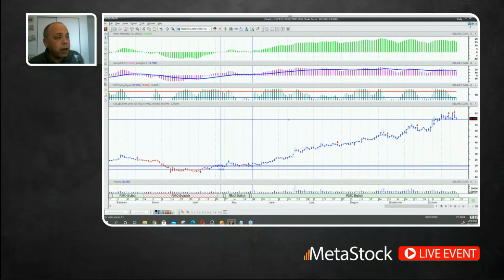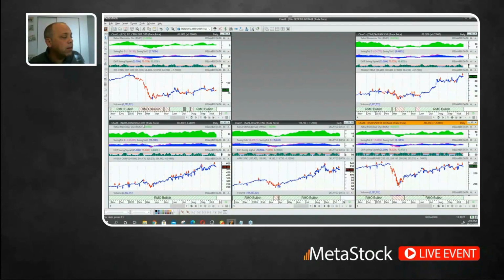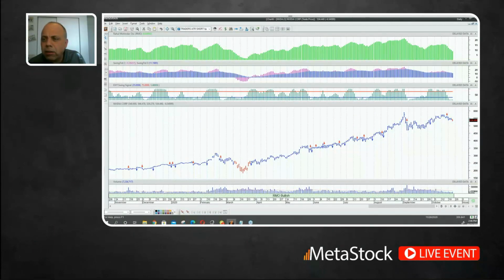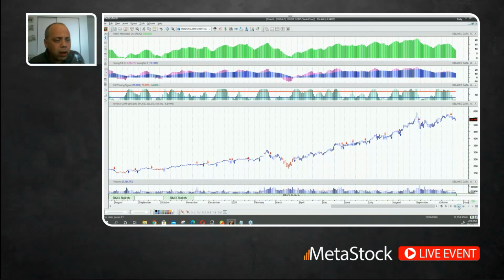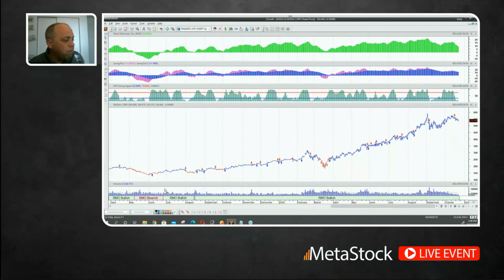So let's go ahead and take a look at just a couple more of these. We'll take a look at NVIDIA real quick. This was a suggestion from GD. We won't go through it trade by trade, but back in June, not even this year, June of 2019, we went from bearish to bullish.